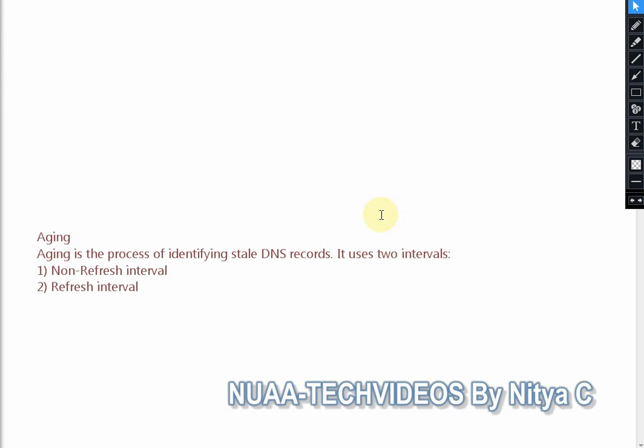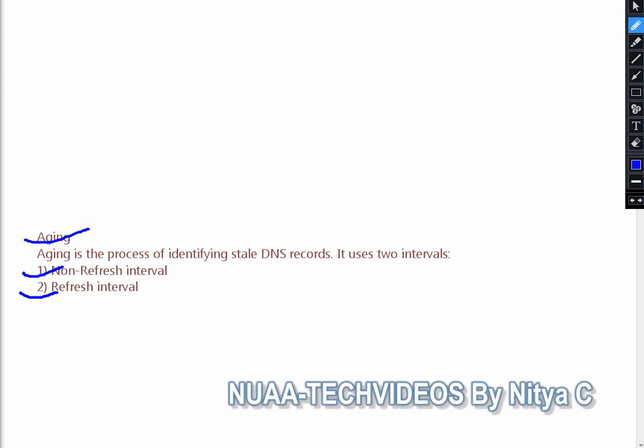So let's understand what aging is. Aging is a process of identifying stale records, and to identify the stale records it uses two intervals. The first is the non-refresh interval, and the second is the refresh interval. Let's understand what the non-refresh interval is. This is the time period in which the resource record cannot be refreshed.